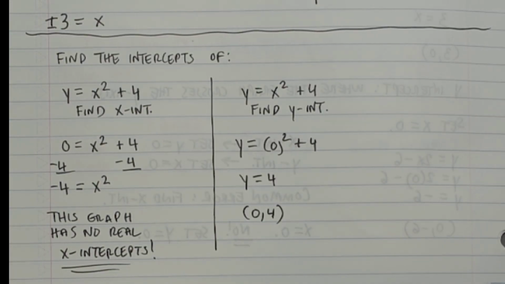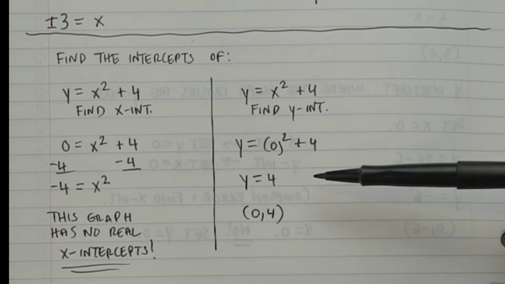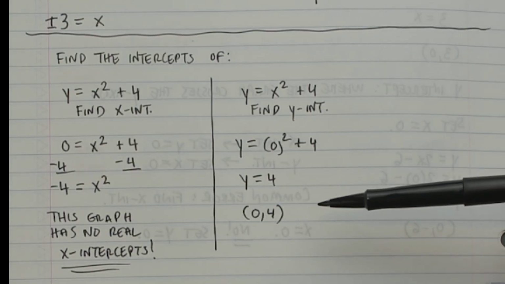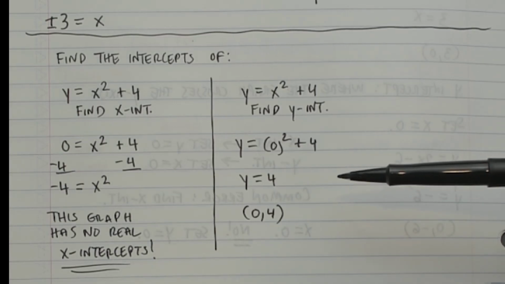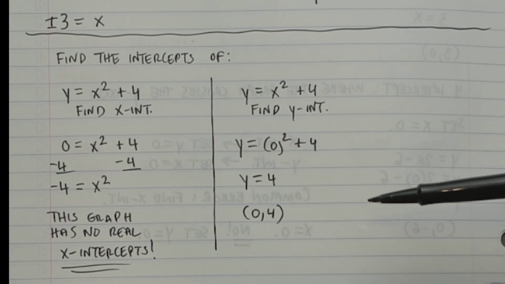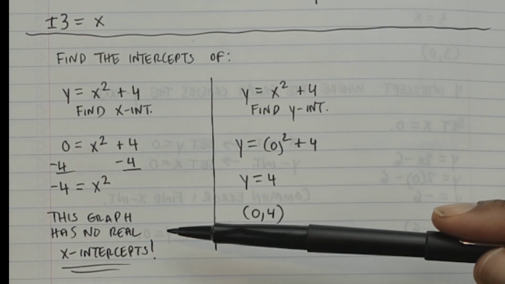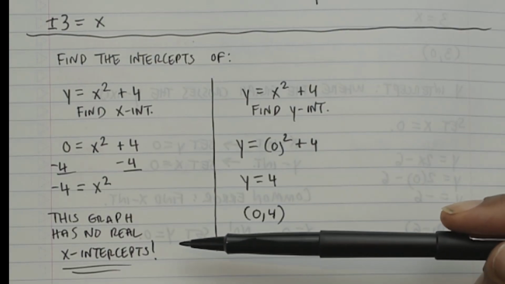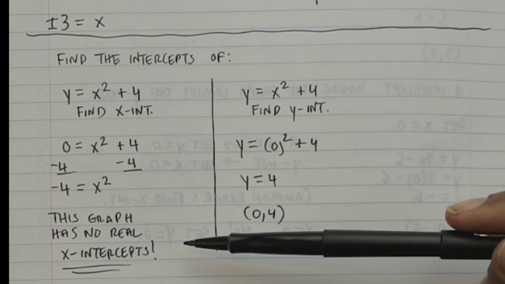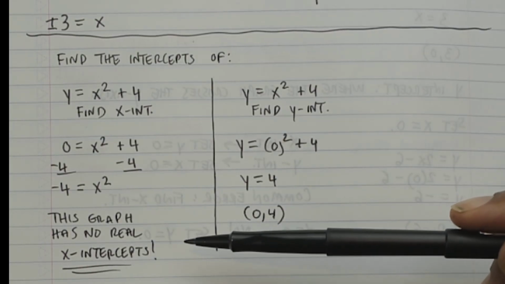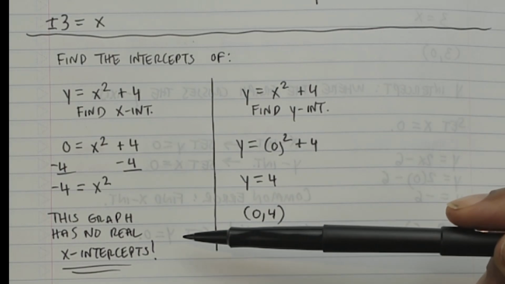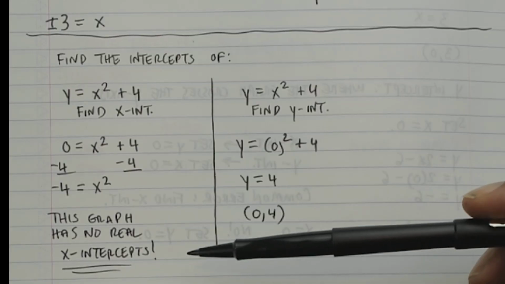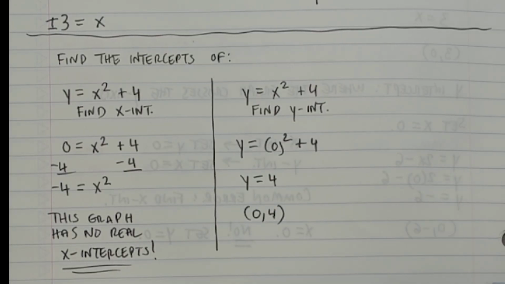Now, the y-intercept being 0, 4 is very interesting. So you have to remember a graph may have no x-intercepts. It may have one x-intercept, or it may have more than one x-intercept. So no, one, or more x-intercepts. It all depends on the equation.